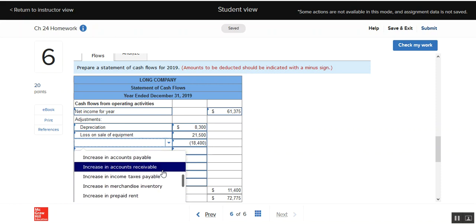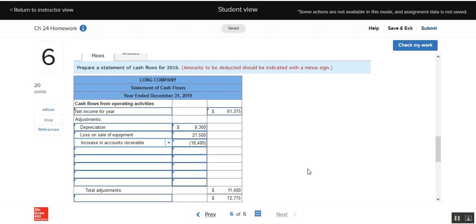So let me find increase in accounts receivable. An increase in accounts receivable is a minus. A decrease in accounts receivable would be a plus. So like I said, I would make a list and summarize these things. Increase in accounts receivable, do a minus. Decrease, do a plus. The reason that is a minus, let's see if I can try to explain this.